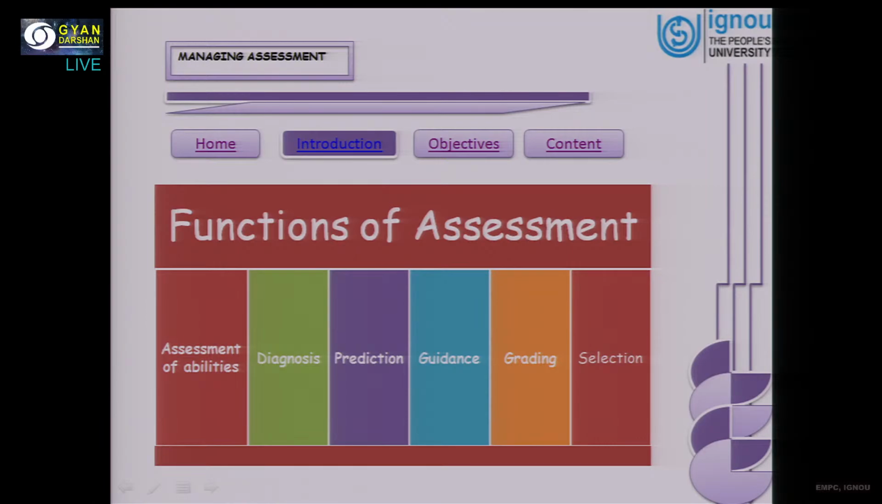When we think of the selection, we can see that in many institutions, selection tests are conducted. For example, the B.Ed entrance test. Why are we conducting the entrance examination? We want to know whether the learner has an aptitude for teaching. So after the entrance test, we are going to select the learners to study in the Bachelor of Education program. Such selection purposes are also functions of assessment.